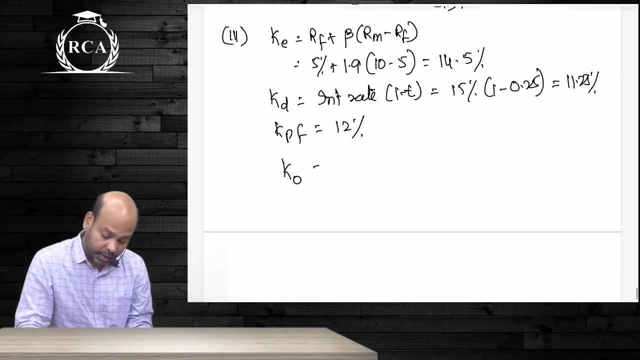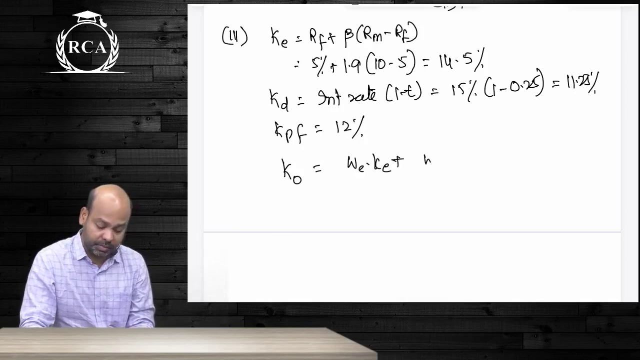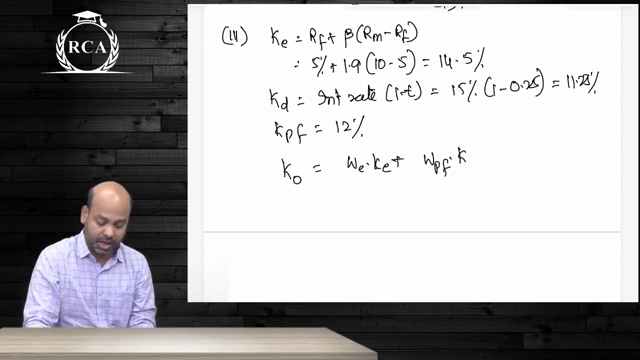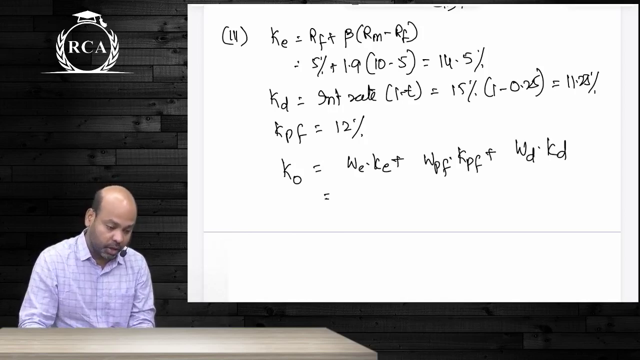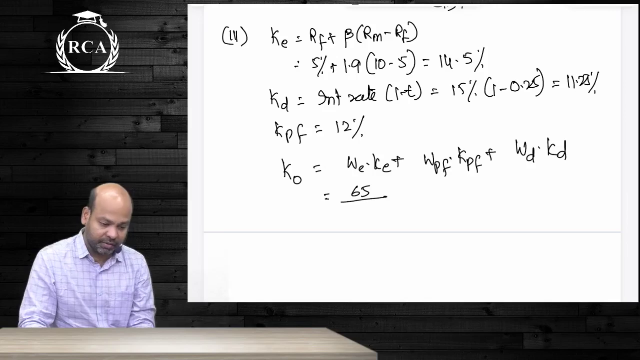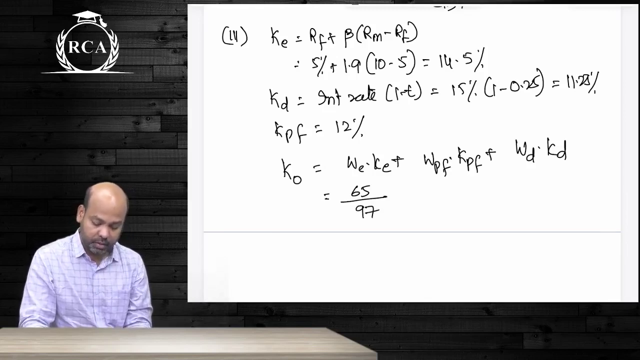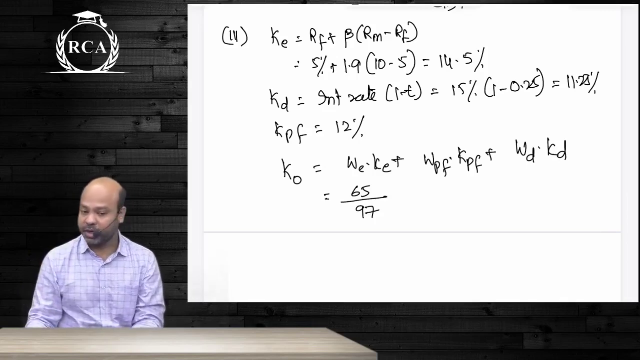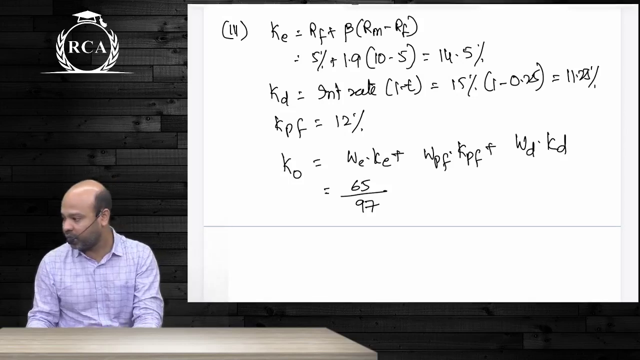So your KO, this is for Mathangi Limited, will be weight of equity into cost of equity, combining reserves and surplus with that. Weight of preference share capital into cost of preference share capital. Weight of debt into cost of debt. Weight of equity is 65 divided by 97. 65 lakhs is 40 lakhs plus 25 lakhs, divided by total capital employed, which is 97 lakhs.